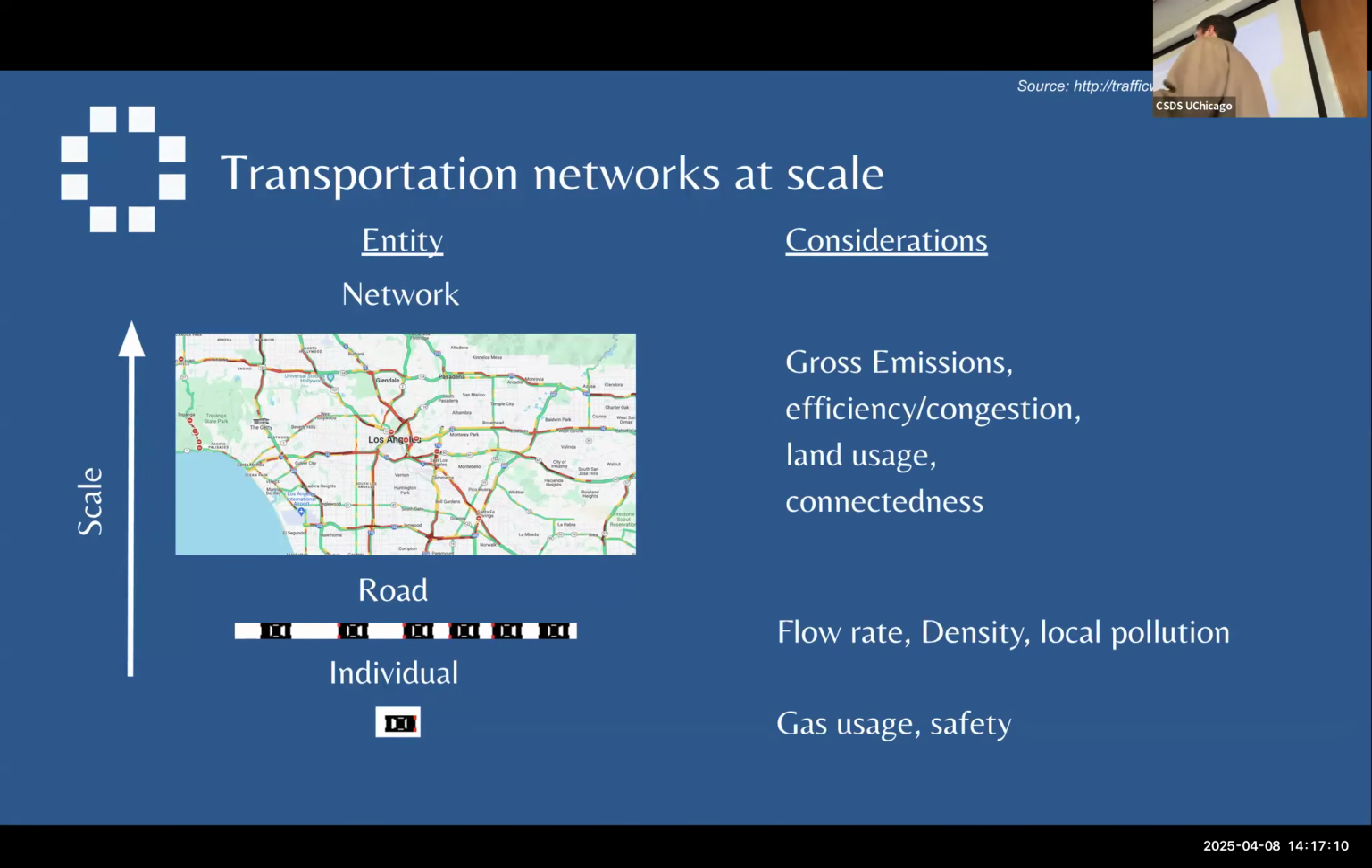When you want to study a phenomena across different scales, you also need to recognize that because there are different phenomena at different scales, you study them in entirely different ways. So when we study the individual in the case of traffic, we're studying gas usage. We're interested in the safety of the driver. How do we keep this driver on the road? These would be questions for a safety engineer, or for an environmental engineer who's trying to make gas more fuel efficient. If you're studying traffic on a road, you're interested in flow rate, density, local pollution. Whereas if you're studying an entire transportation network, now we're thinking about gross emissions. We're thinking about these large population level measurements. You're thinking about land usage. A big topic these days is whether this approach to moving people around actually makes sense. Should we be using trains? Should we be using bikes instead?